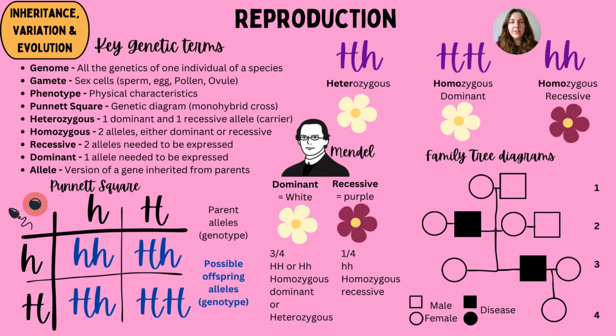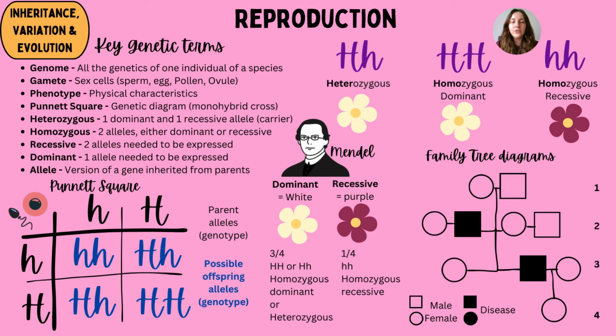Heterozygous is 1 dominant and 1 recessive allele. Sometimes this is known as a carrier. Homozygous is when there are 2 alleles present, either both dominant or both recessive. So we have homozygous dominant and homozygous recessive. We represent dominant with a capital letter and recessive with a lowercase letter. For a recessive allele to be expressed, we need 2 alleles to be inherited, whereas a dominant allele only needs 1.